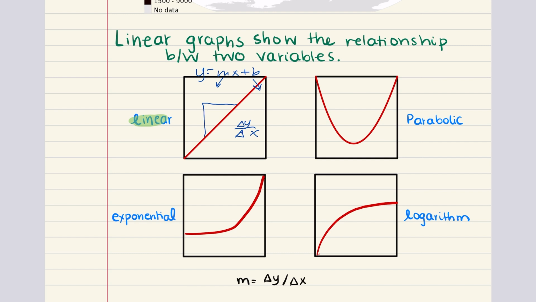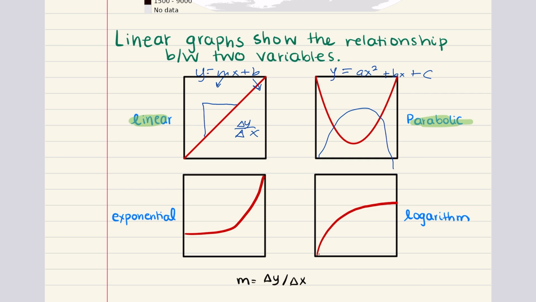Then we have parabolic graphs. These depict quadratic relationships, and they form U-shaped curves called parabolas. They're described by the equation y equals ax squared plus bx plus c. Now, parabolas can open upwards or downwards, and these represent scenarios like the trajectory of a projectile under uniform acceleration.